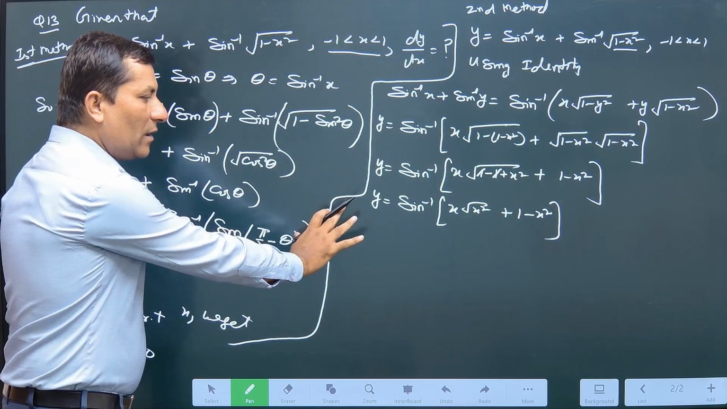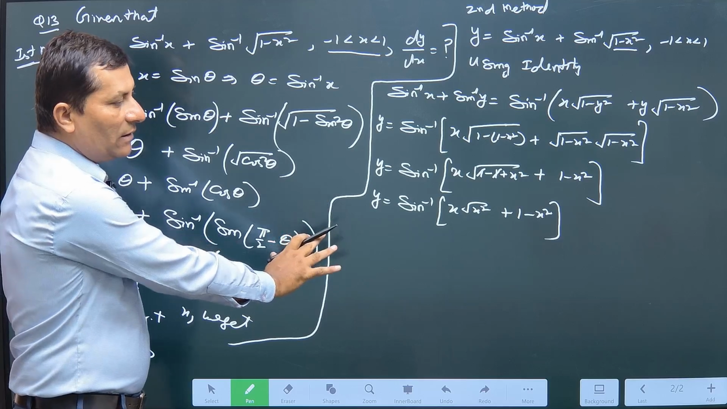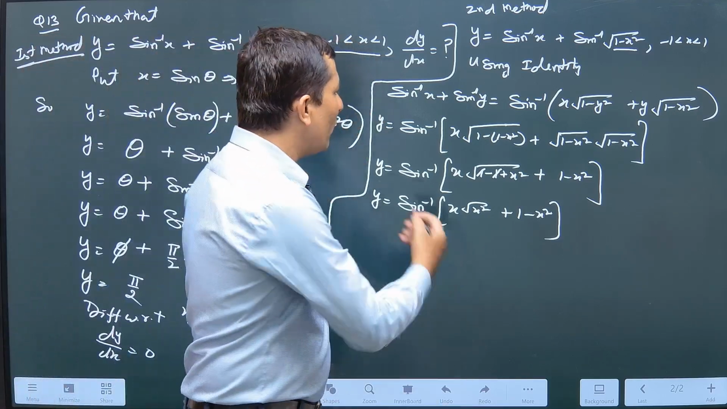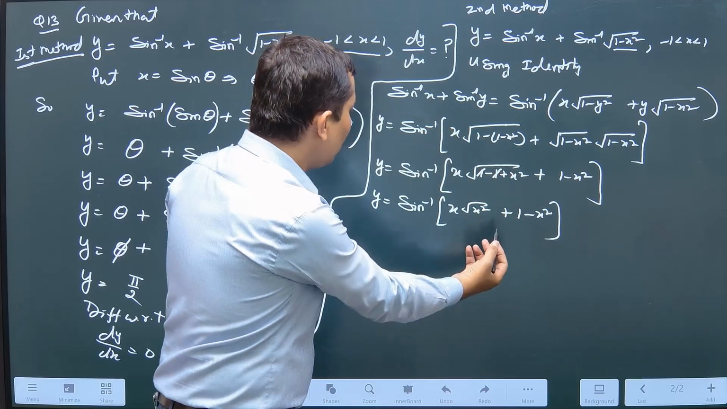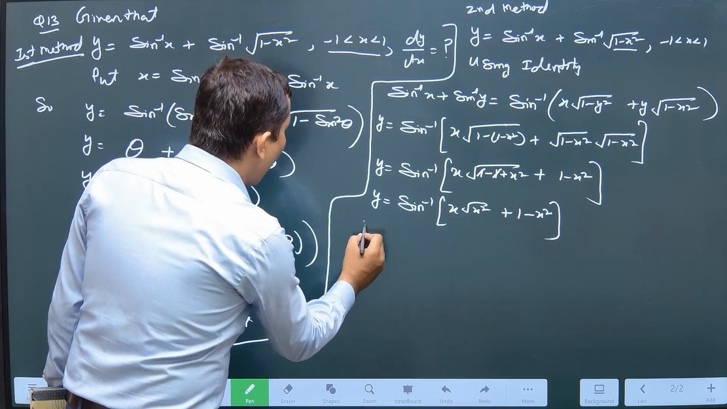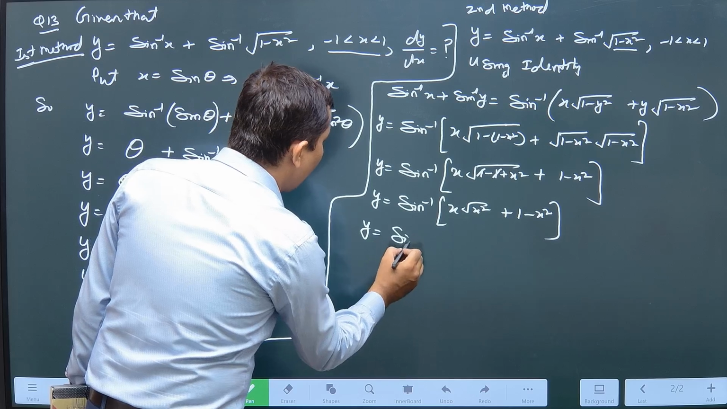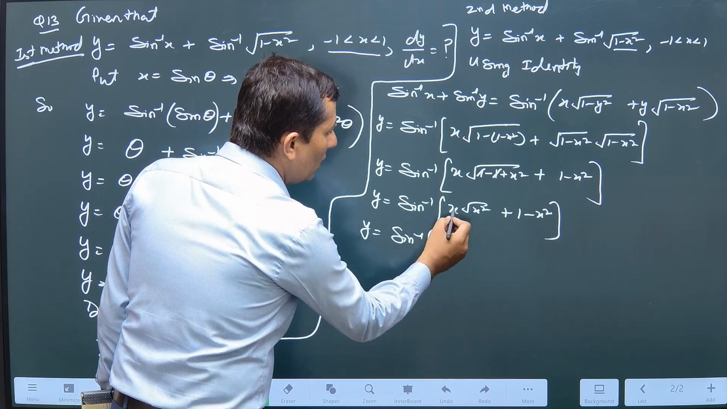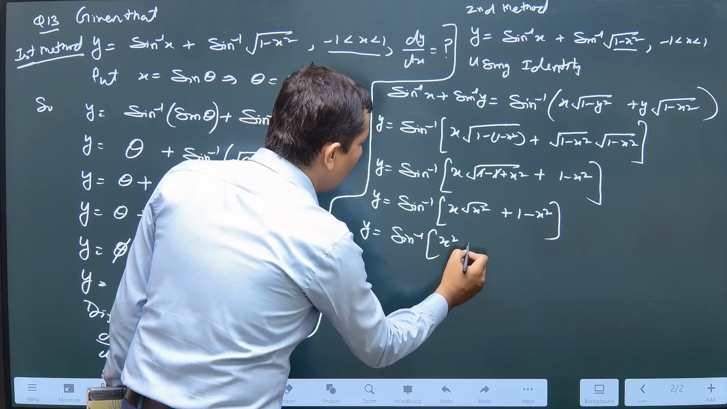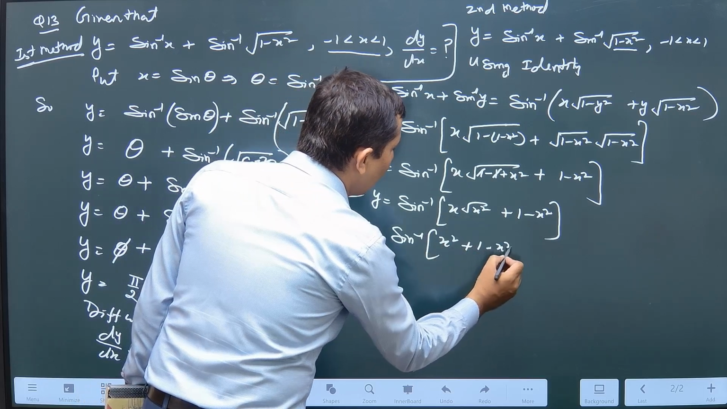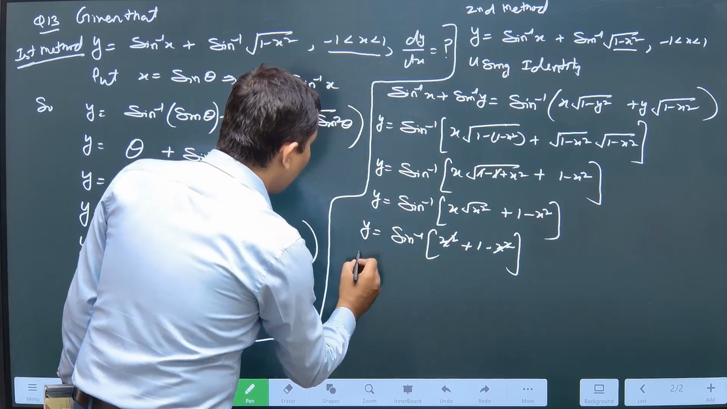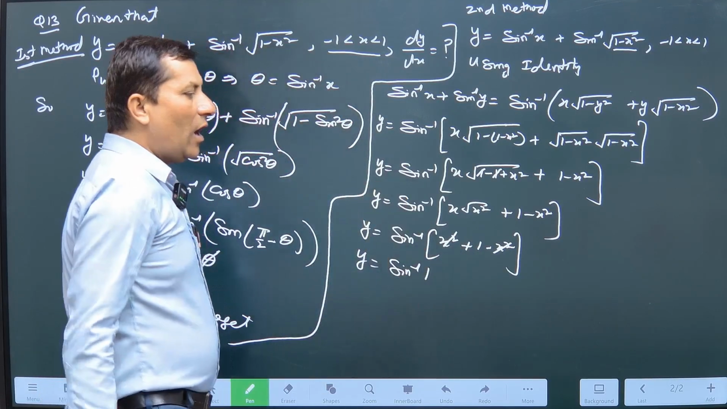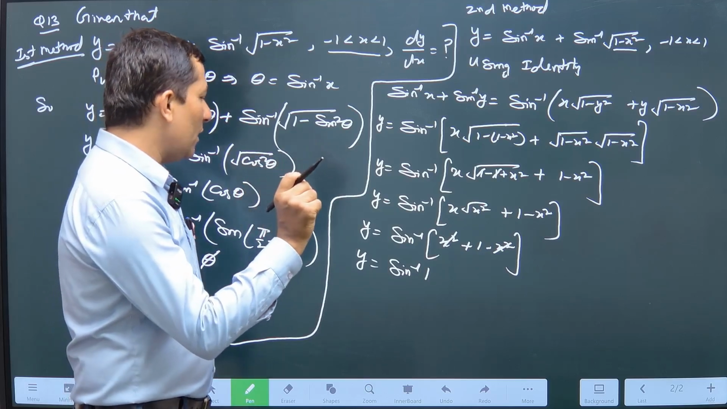Both the methods hold the same result, but the way of solving is different. It is your first method and it is your second method. Understand? Now your y is equal to sine inverse x square. Then x comes out of the root, multiply by x. This is equal to x square plus 1 minus x square. This cancels. Then your y is equal to sine inverse 1.